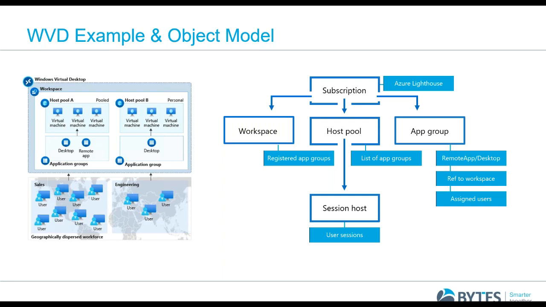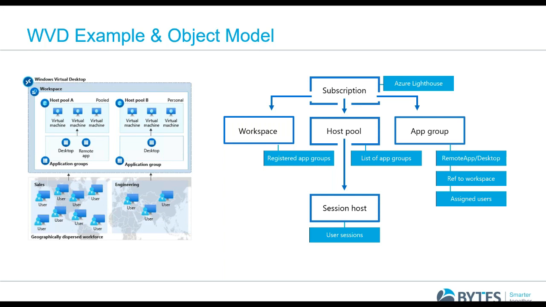So just to go through that briefly, you can obviously see that you have a set of sales users distributed across one geography. Those users have access to an application group. That application group, depending on the users, is exposing either a desktop or a remote app, and that is all being provided on top of a host pool of a number of different virtual machines.